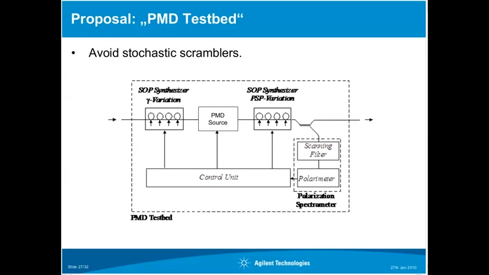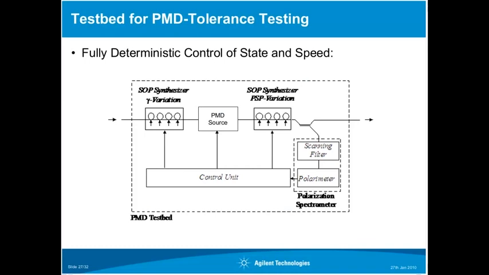So essentially, you combine a PMD source which is capable of creating higher order PMD. You combine it with some polarization synthesizers for changing the input polarization state and changing the output polarization state. And this gives you all the handles you need to move to different stress patterns. You really want to stress your system and see where the limits are.